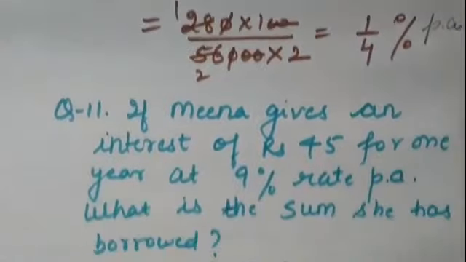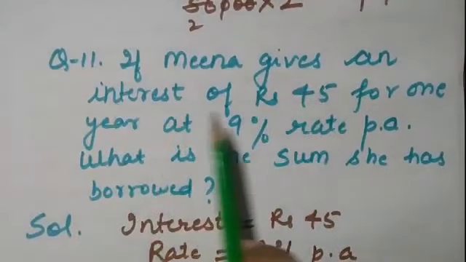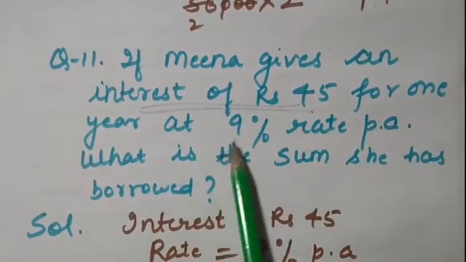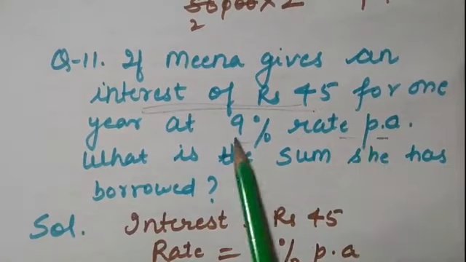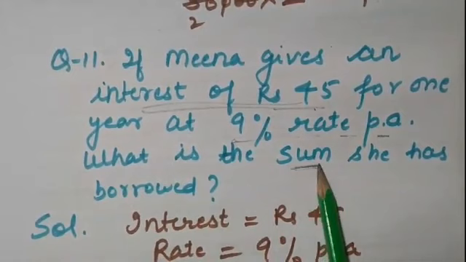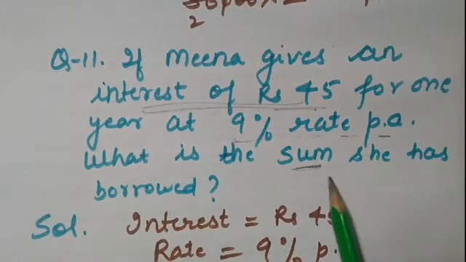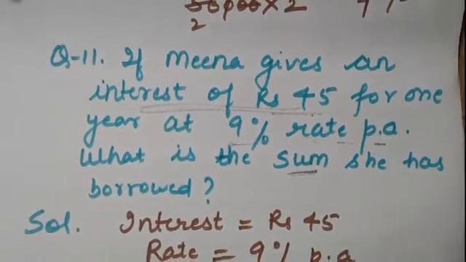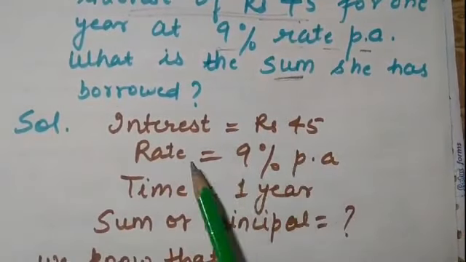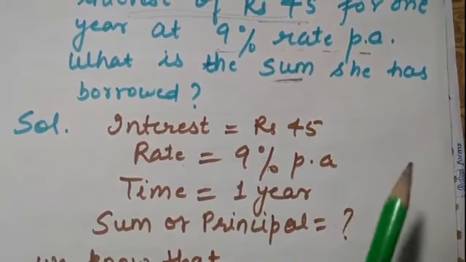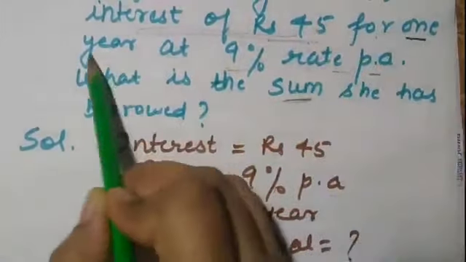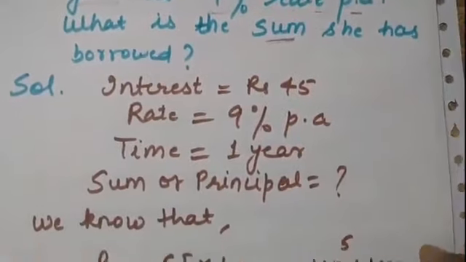Now come to question number 11. Meena gives an interest of rupees 45 for 1 year at 9% rate per annum. This is the rate, this is the interest, and we have to calculate the sum. Sum means principal. So the things which are given, you have to write first. Interest, that is rupees 45, rate we have given, and time is 1 year. It is given in the question that this is interest for 1 year. We have to find the principal.